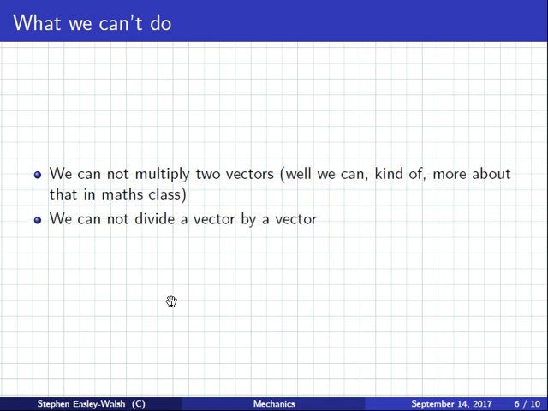And we can never divide a vector by a vector. Even in other physics classes that are more advanced, you can never divide vectors. You can't do vector A divide vector B. Not really possible. So, that's just summarizing what we've done so far.